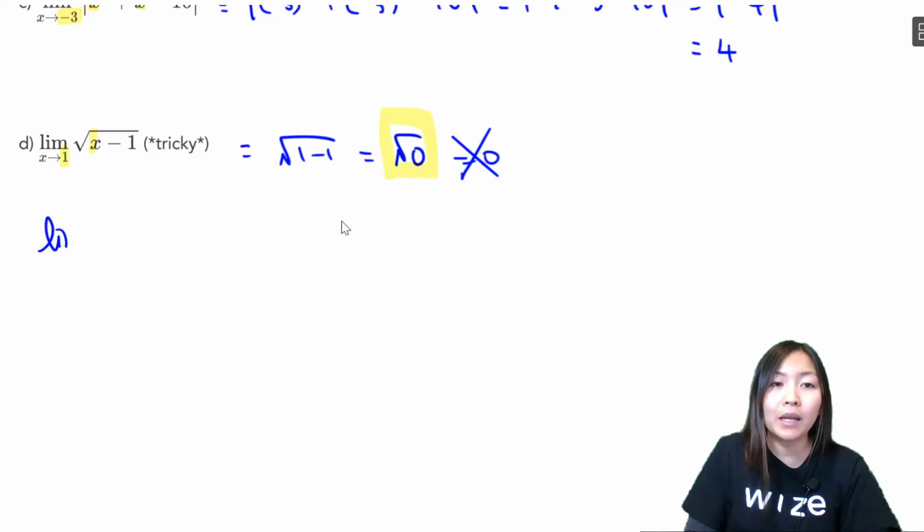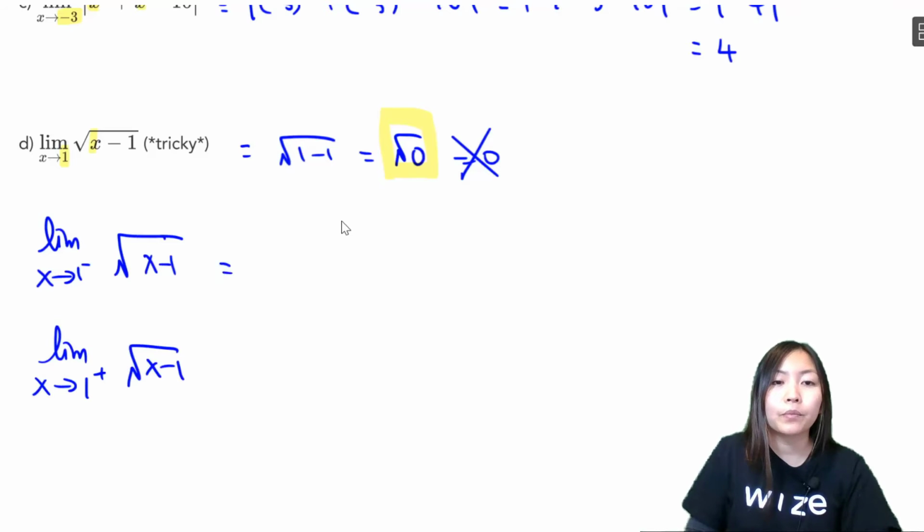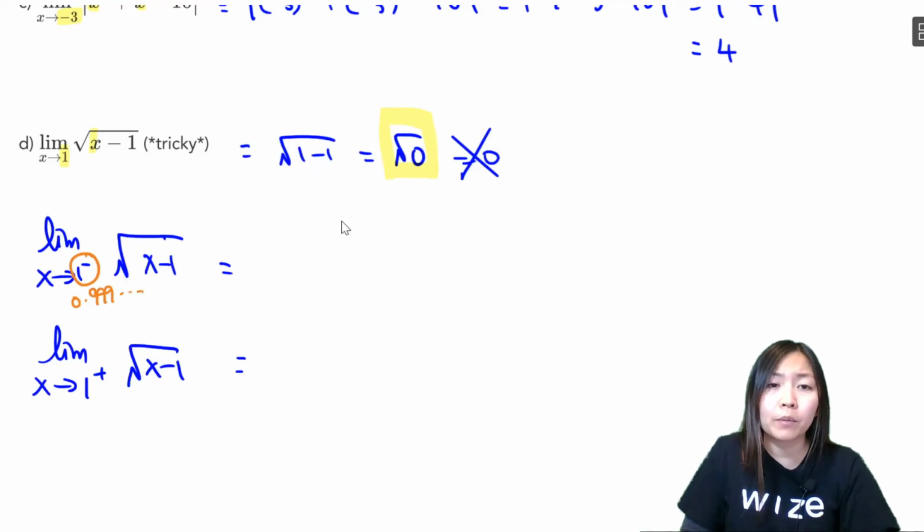Remember, whenever you end up with square root of 0, you want to split it up into the left-hand limit and the right-hand limit, and then see if the limit actually does exist. So let's go ahead and do that. So if I'm subbing in x approaches 1 from the left, I'm thinking something like 0.9999, something really close to 1 from the left. Okay, so this is 1 from the left minus 1. Well, 0.99999, something just shy of 1, minus 1, is going to give me something small, but negative.